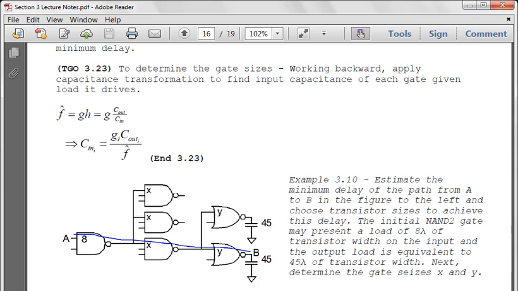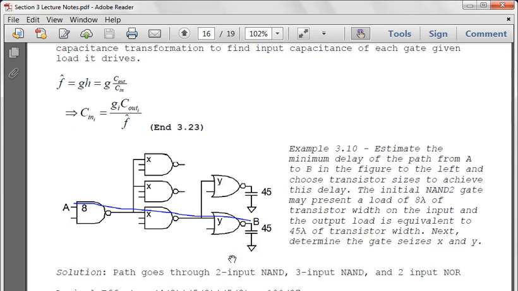Choose the transistor sizes to achieve this delay. The initial NAND 2 gate may present a load with 8 lambda of transistor width on the input, and the output load is equivalent to 45 lambda of transistor width on the output. Next, determine the gate sizes X and Y.